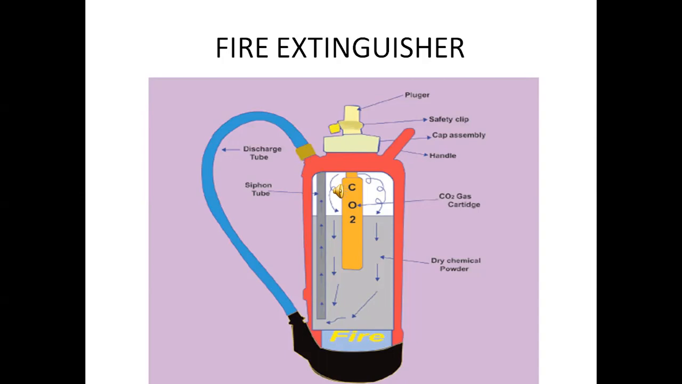When the handle of an extinguisher is compressed, it opens an inner cylinder of high pressure gas that forces the extinguishing agent from the main cylinder through a siphon tube and out the nozzle. The fire extinguisher works much like a can of hair spray.